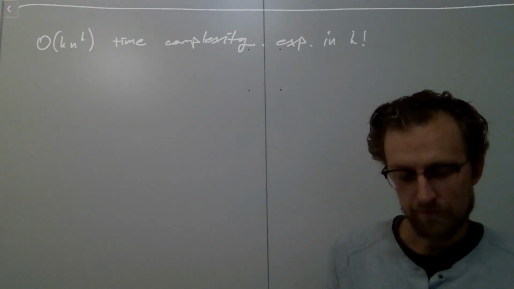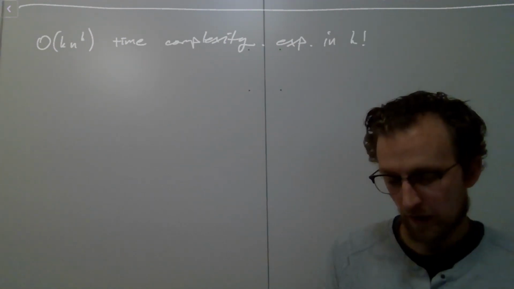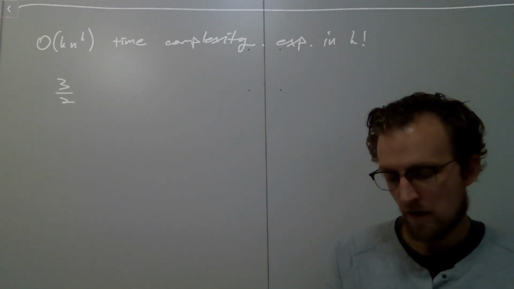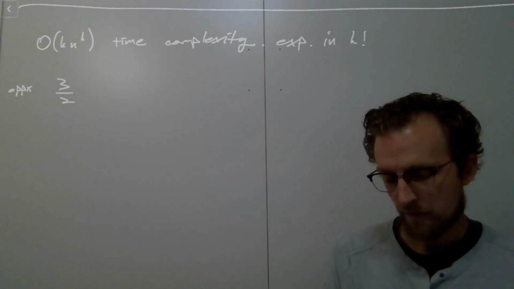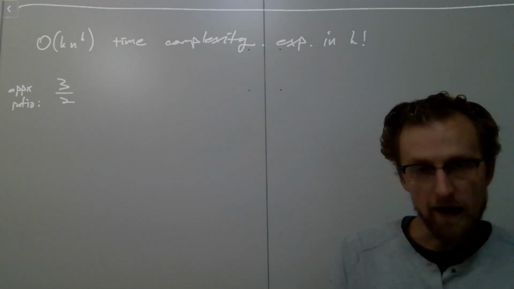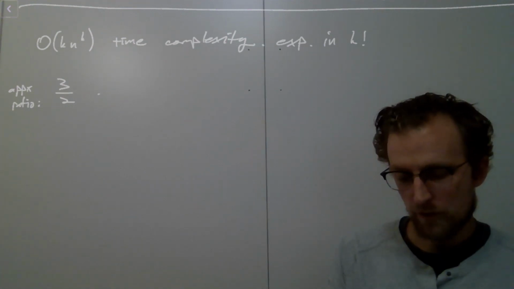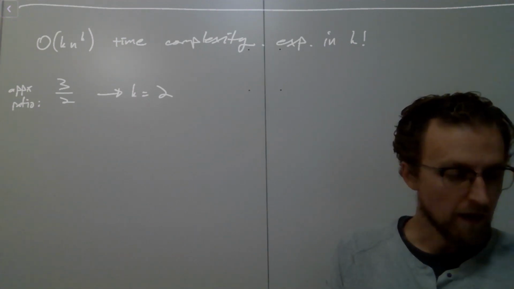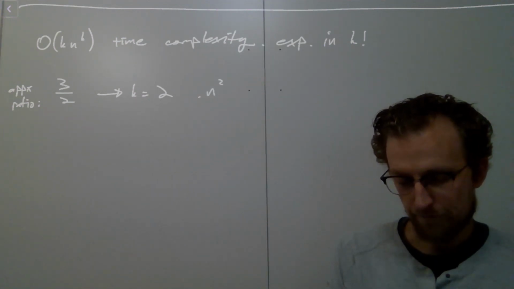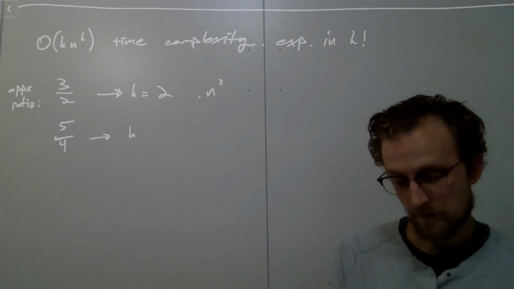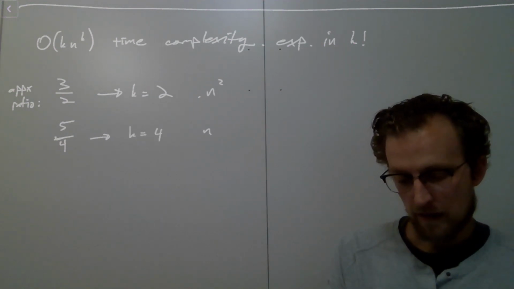Exponential in k. And so, think about this. What if we want our approximation factor to be 3/2? Right? So here's our approx ratio. So this is 1.5. So this requires us to have a k of 2 or 3. And so this gives us n squared. And so now if we wanted 5/4, this requires our k to be 4. And that gives us n to the 4th.